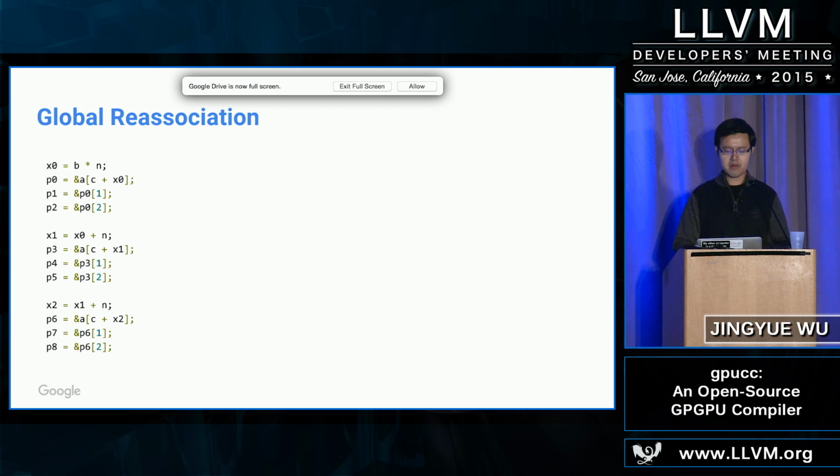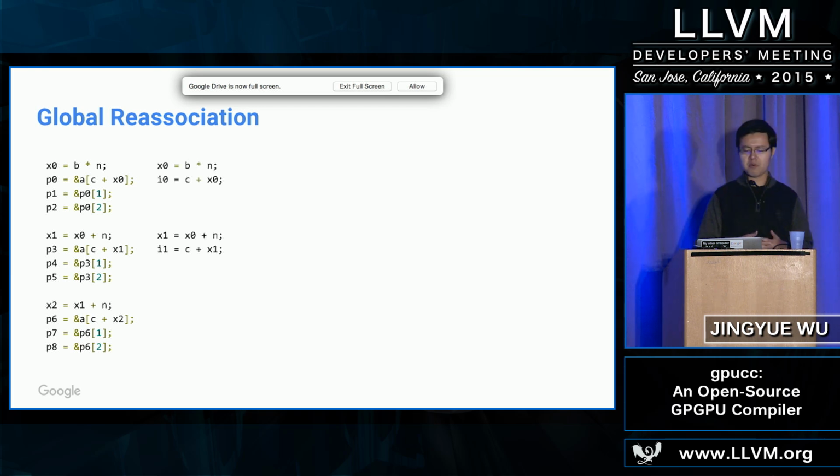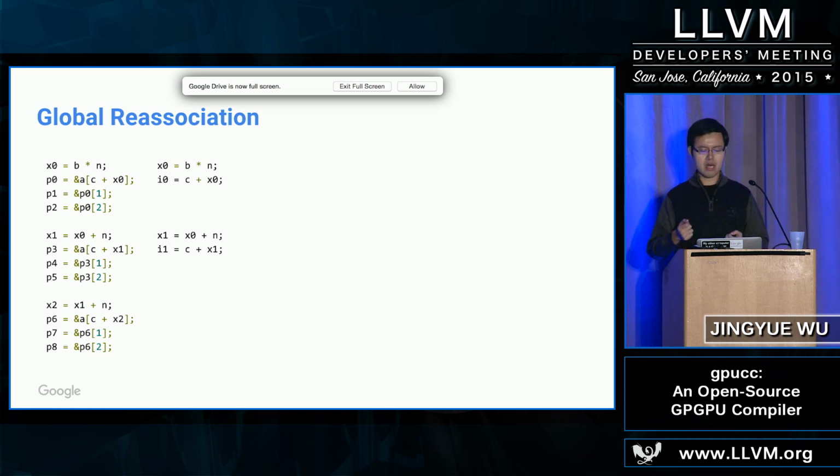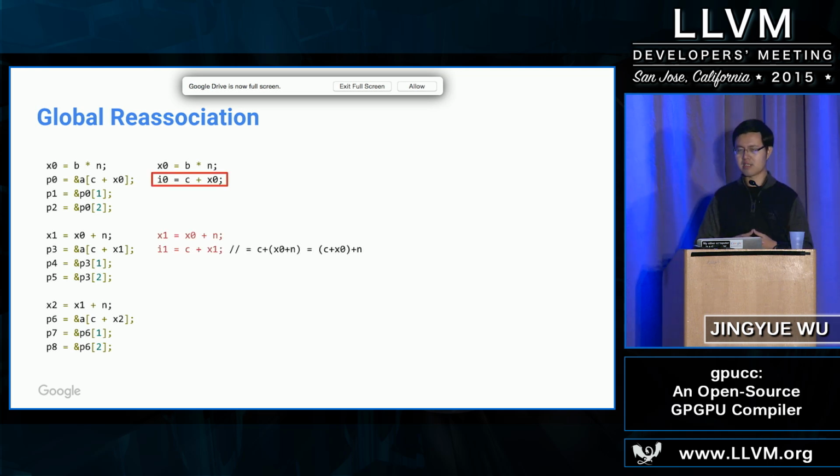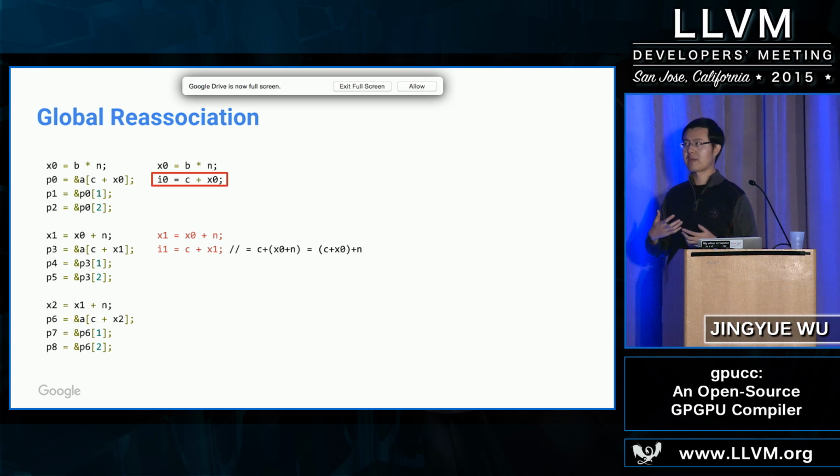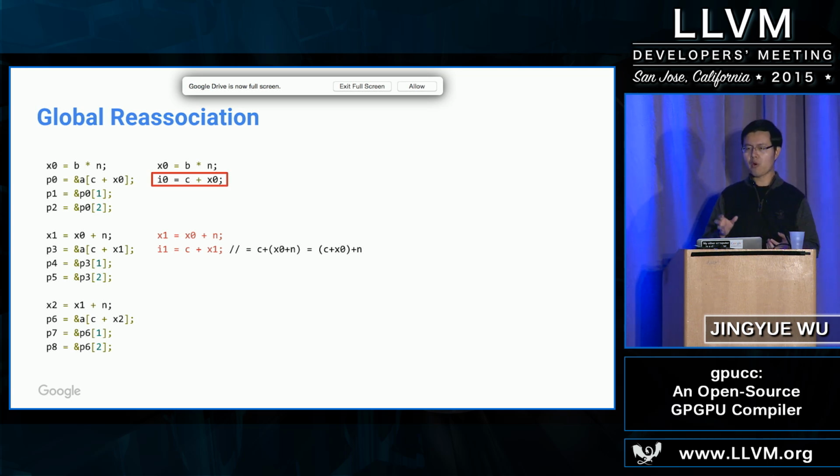And in this example, let's focus on x0, I0, which is the index of P0, and also x1, I1, which is the index of P3. If you look closely, I1 is essentially computing C plus x0 plus n, right? And C plus x0 is already computed by I0 before. So if you reassociate I1 towards that, then you can simplify I1 just as I0 plus n.